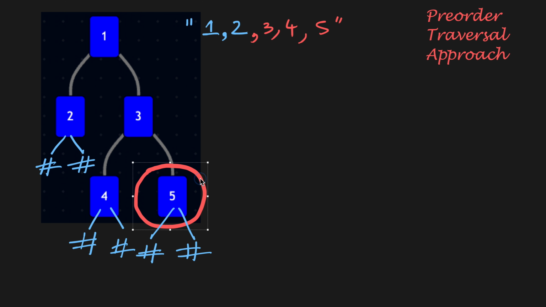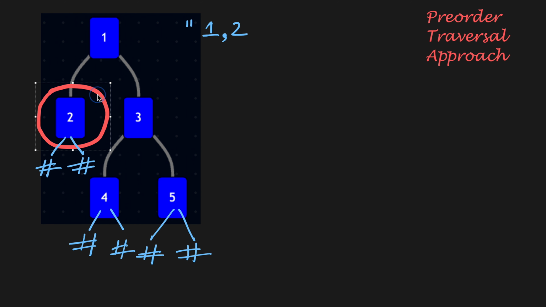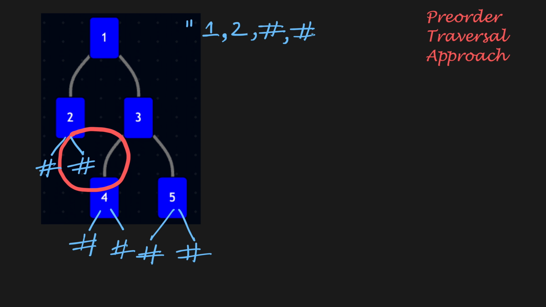So now in the left subtree, we won't stop after node 2, but we go to its children, which are both null. First we go to the left and append hash to the list for the left child. And similarly, we do the same thing for the right child as well. And now we are done with the left subtree.